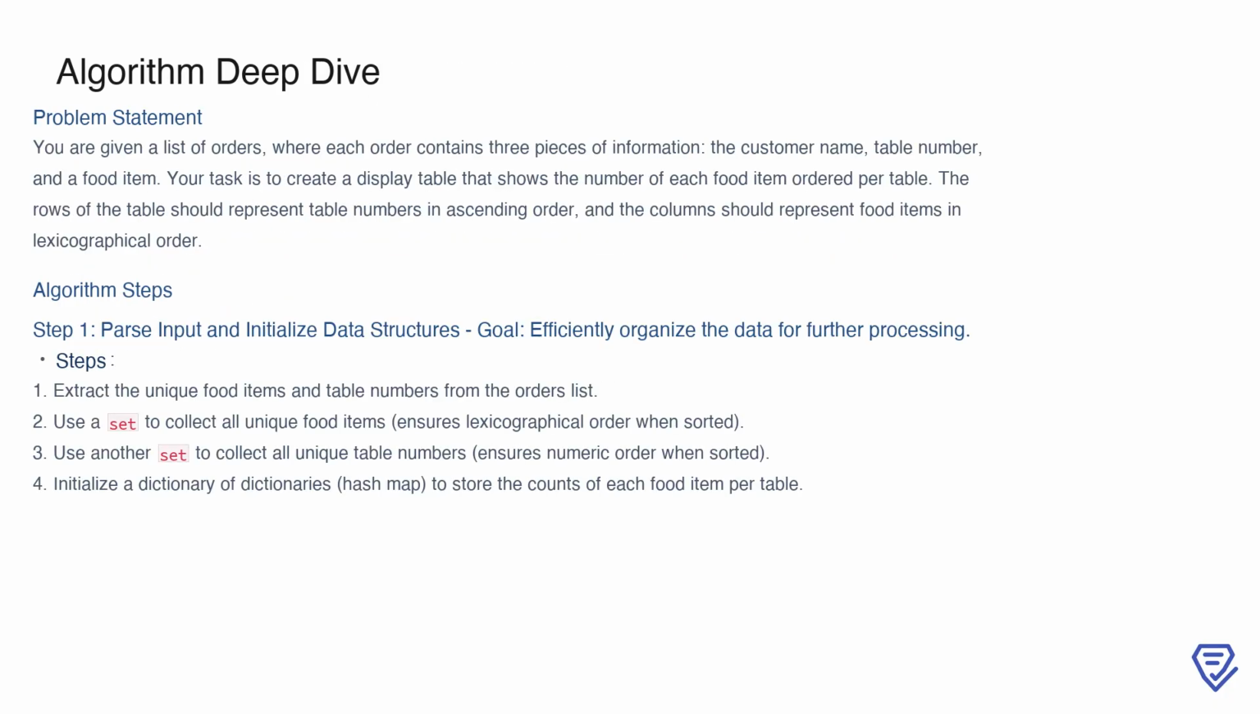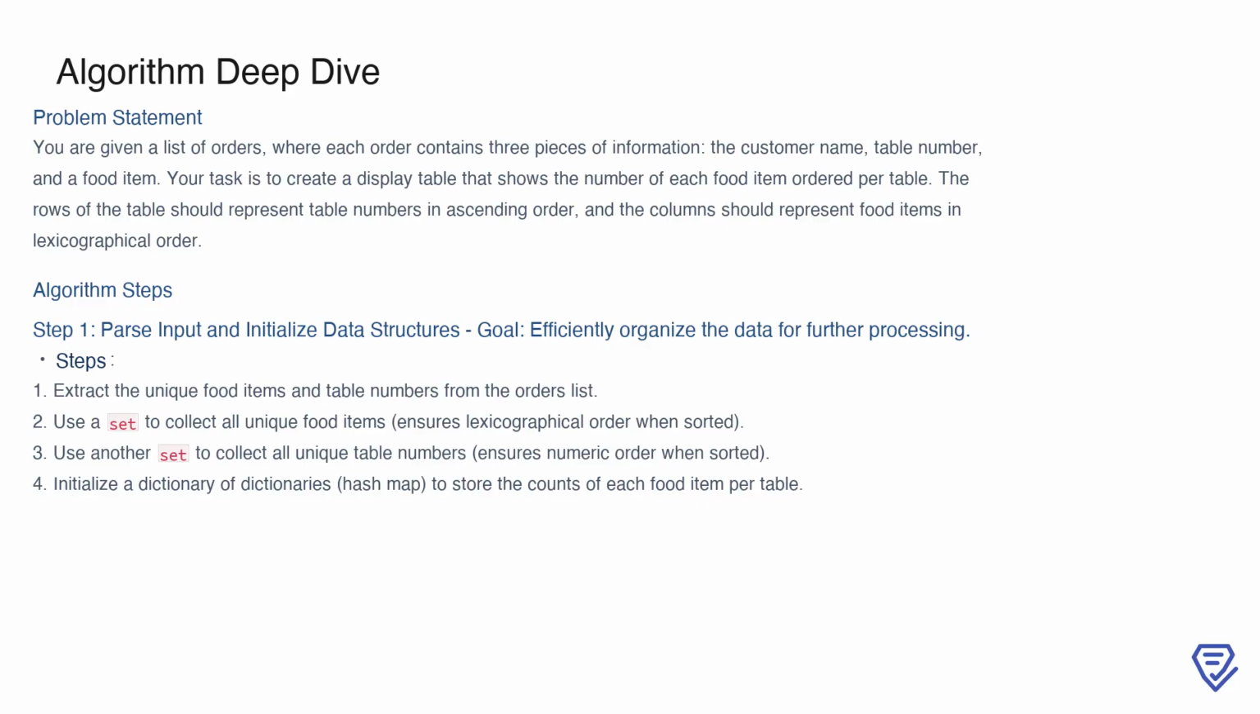In this problem, we are tasked with creating a display table based on food orders in a restaurant. Each order includes the customer name, the table number, and the food item ordered. Our goal is to generate a table where rows represent table numbers in ascending order, and columns represent food items sorted lexicographically. The cells of the table will show the count of each food item ordered at each table.